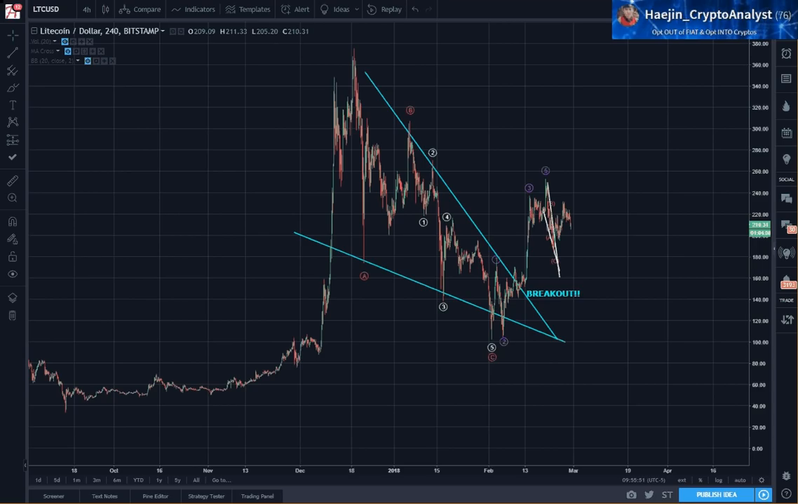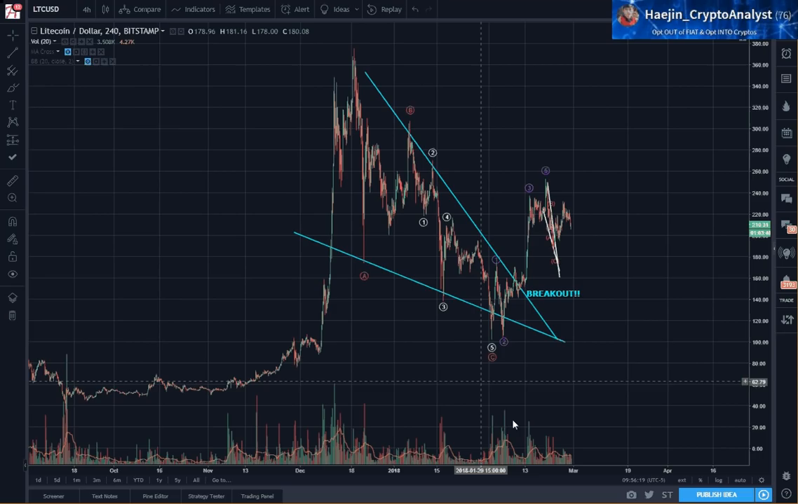I wanted to do a quick update on Litecoin. I had mentioned that I saw Litecoin as having the baton in that it looked better on its breakout and the impulsive nature, the volume had also been very supportive.